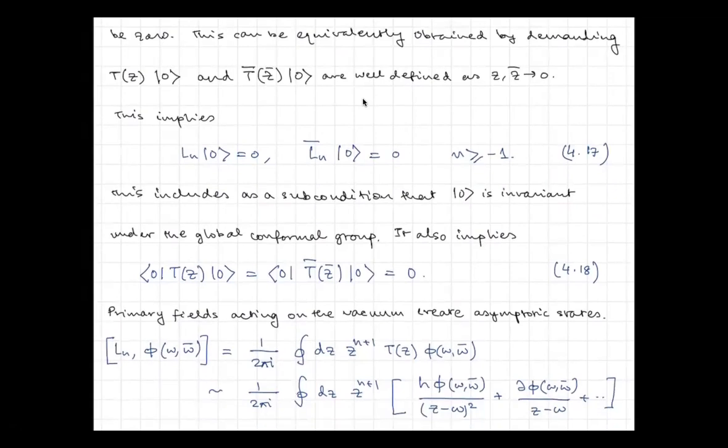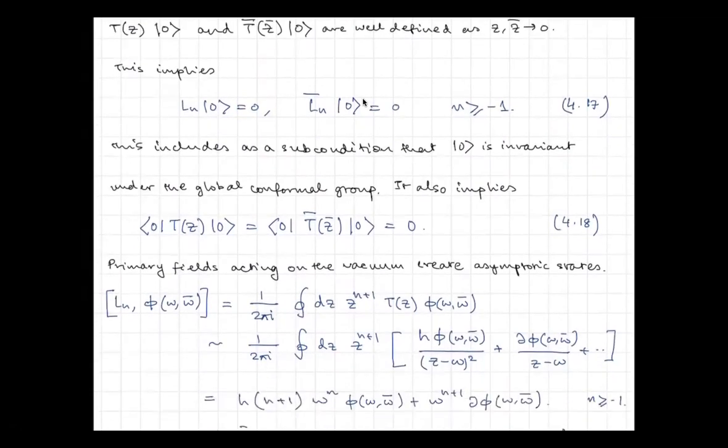What else? What we want to figure out is that when you look at some primary fields and act on the vacuum, they create asymptotic states. So let's see this. Let's look at what the commutator of L_n with phi is.